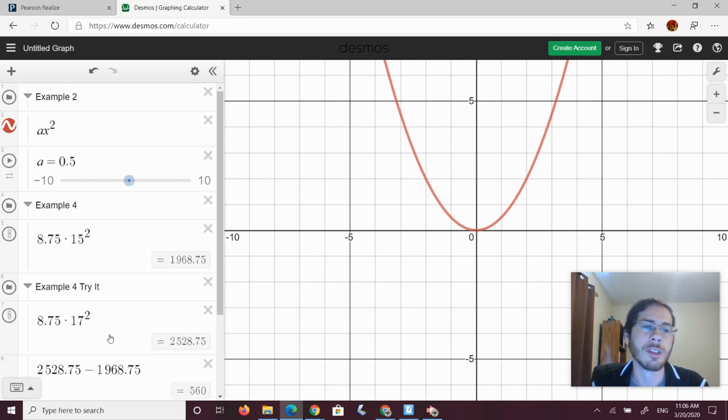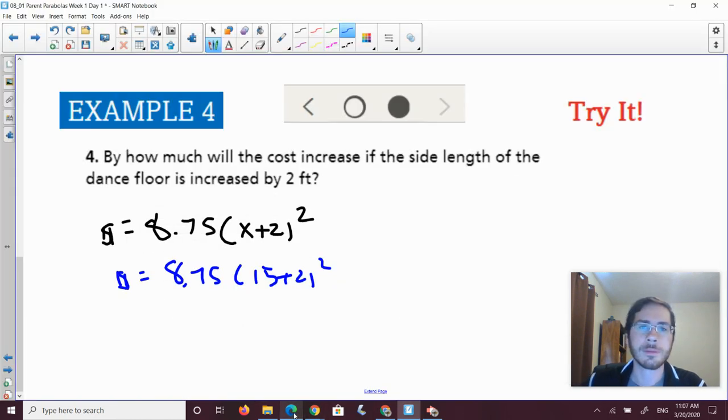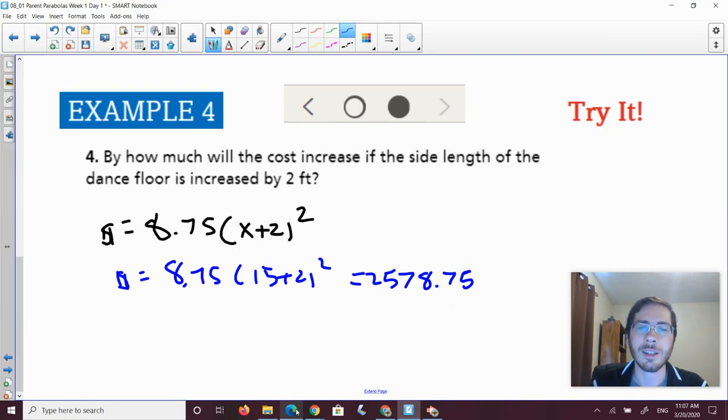Looks like I put the 17 in there. So we get 2,528.75. And again, did I remember right? 2528.75. Not doing too good on remembering my numbers today. That's okay. There we go.